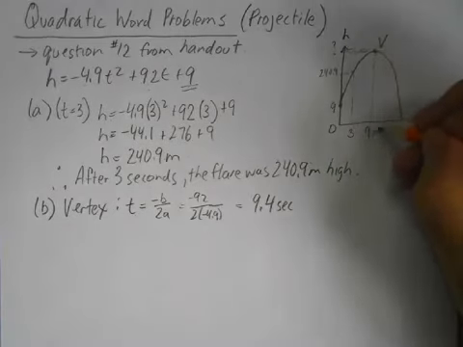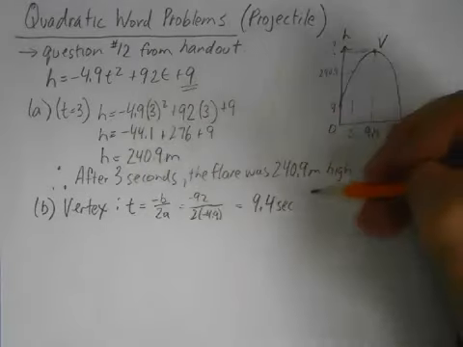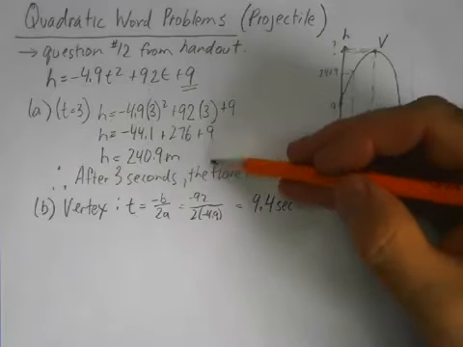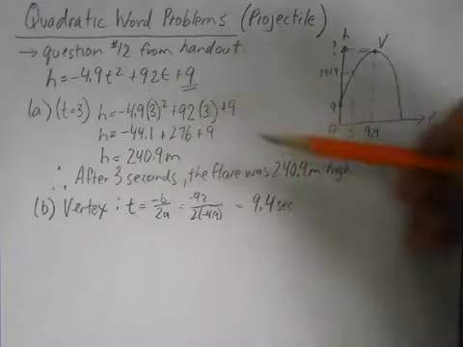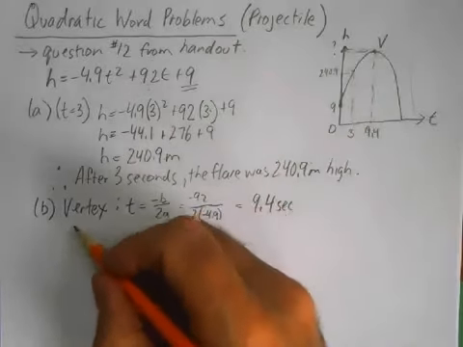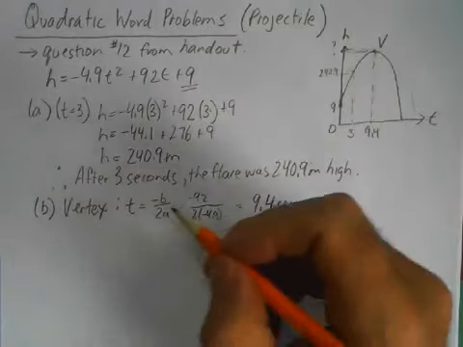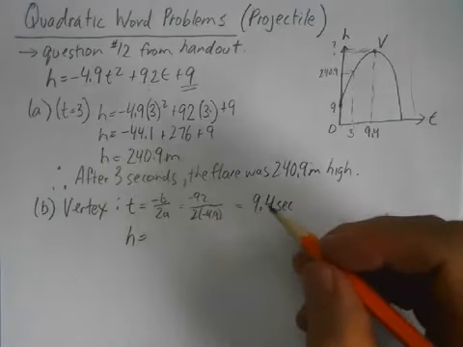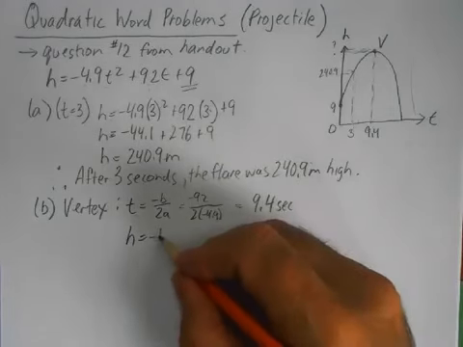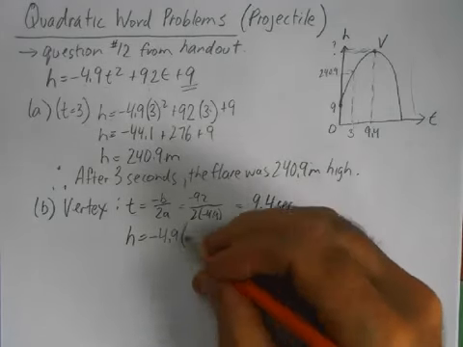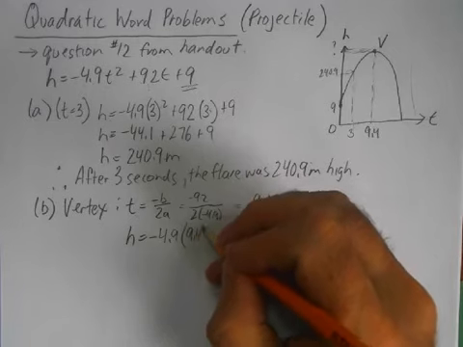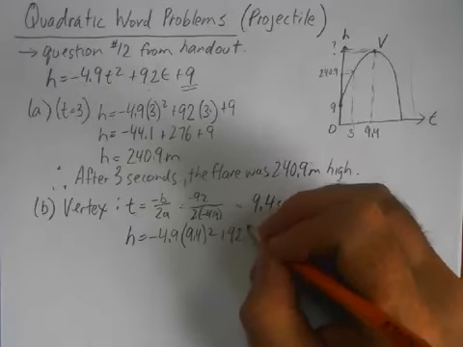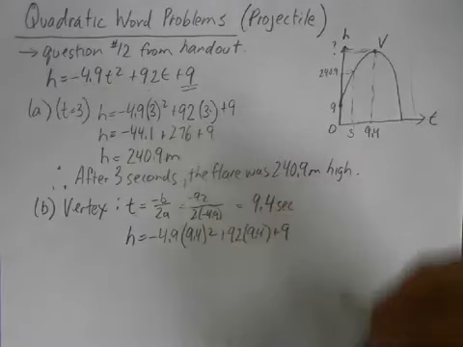So over here you could say, well, 9.4, this is when it happens. This hasn't given us the height yet, but now we can just use this time, like we did in question A, plug in the 9.4 and get the height. So now we're going to plug into the equation. We're going to get negative 4.9 times 9.4 squared plus 92 times 9.4 plus 9.